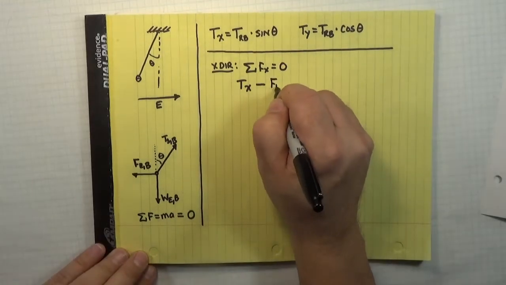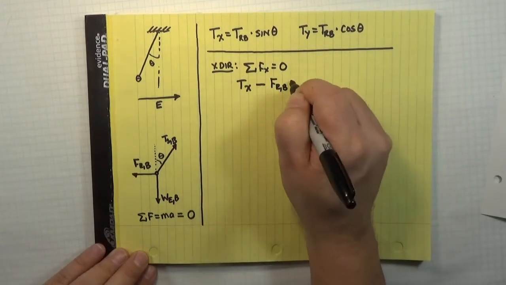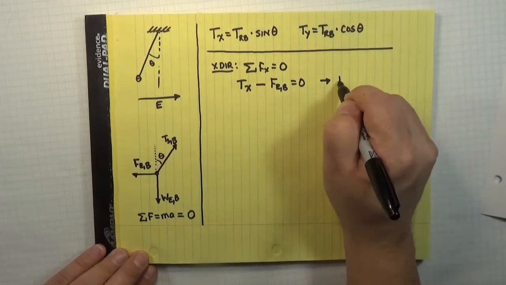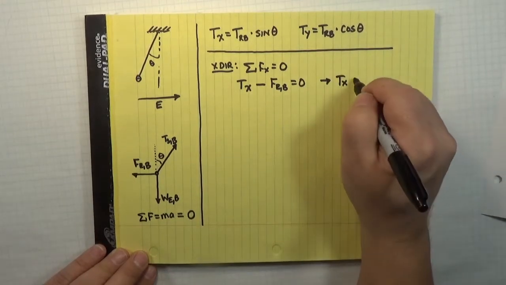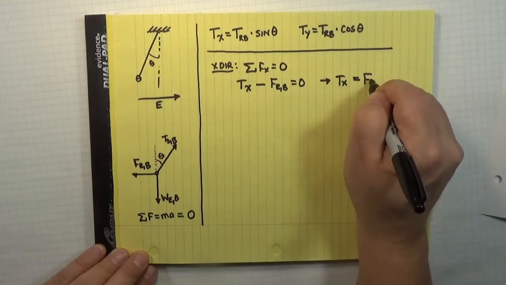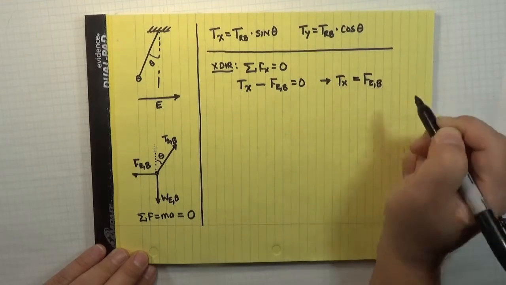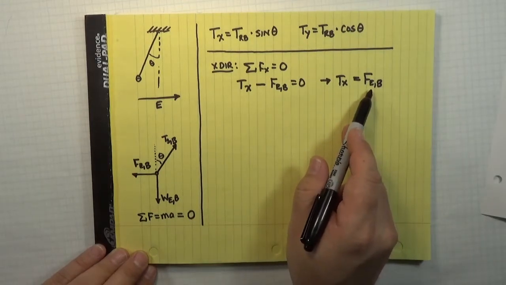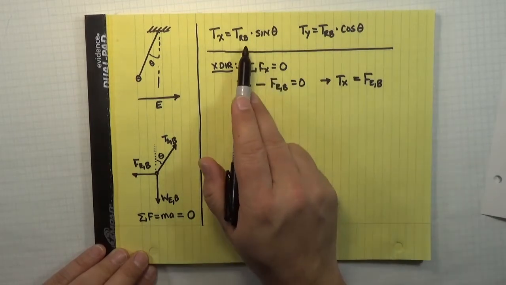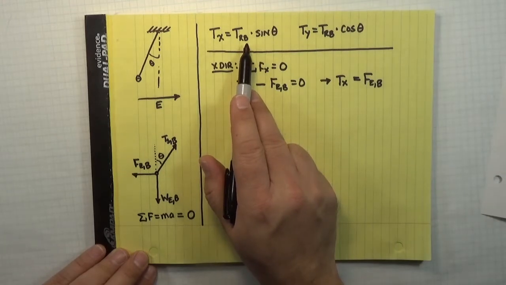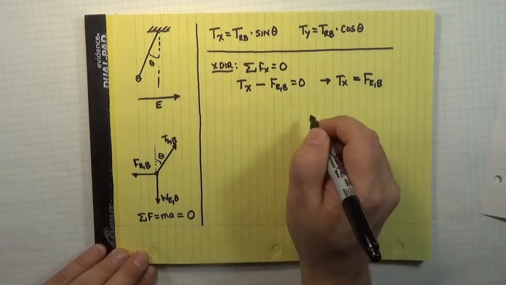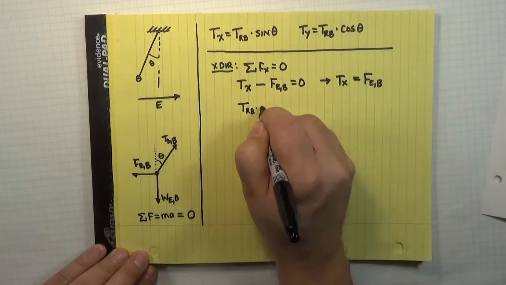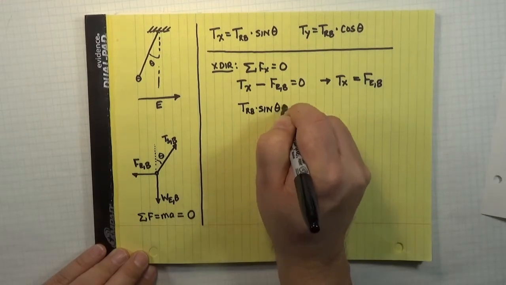So I'm going to write that as the force of the electric field on the ball. Those must sum to 0. And so that implies that the tension in the x direction must equal the electric force on the ball. Now I have expressions for both Tx and the electric force on the ball. Tx is given up here in terms of an unknown thing, in terms of the tension. So let me write that. That is the tension the rope exerts on the ball times the sine of theta.